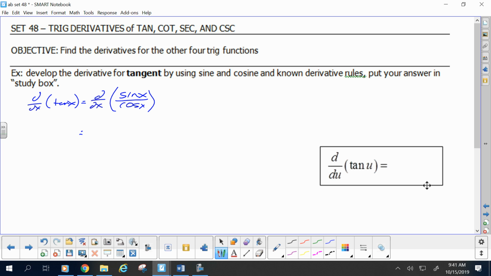So, low d high: cosine. Cosine or negative cosine? It's just positive cosine, because the derivative of sine is normal cosine. Okay, so low d high minus high d low. Minus high, which is sine. What's d low? Negative sine of x, over the square of what's below.